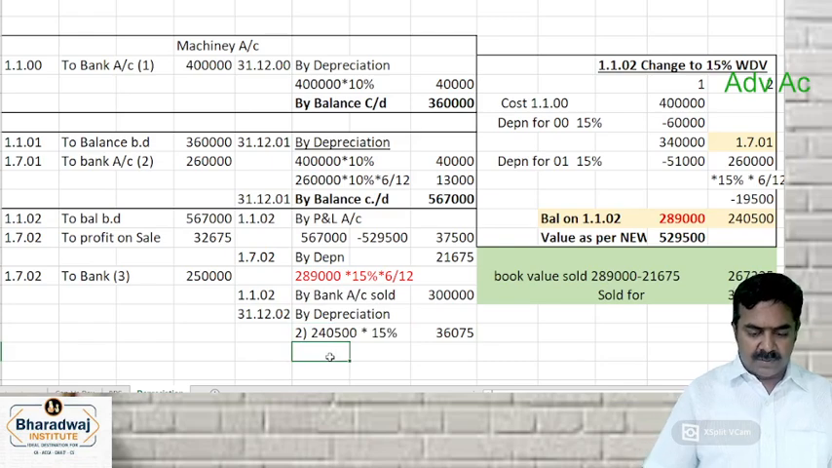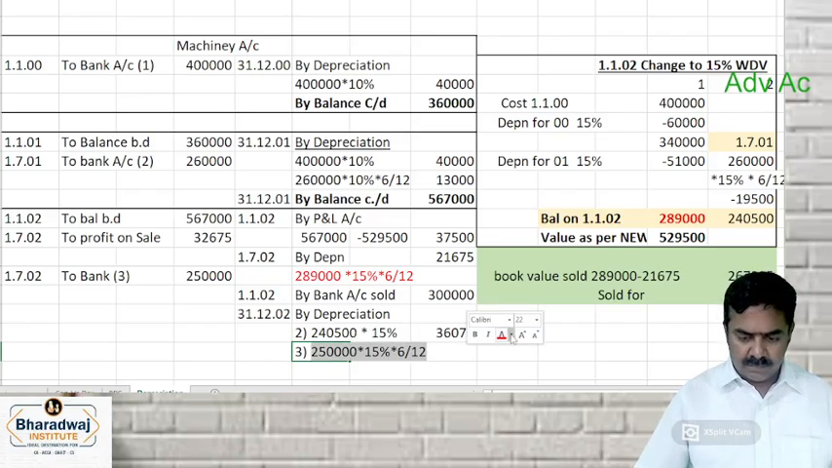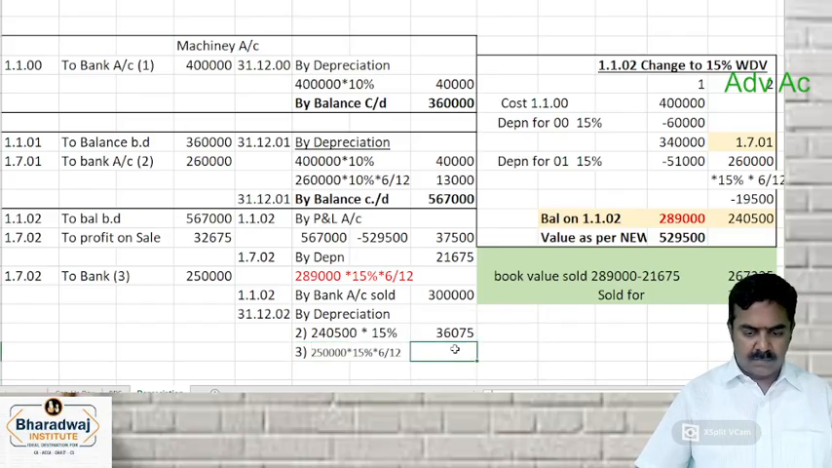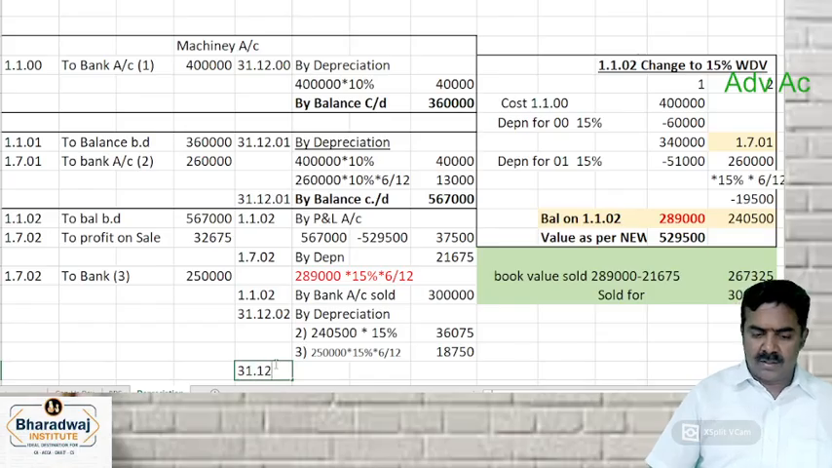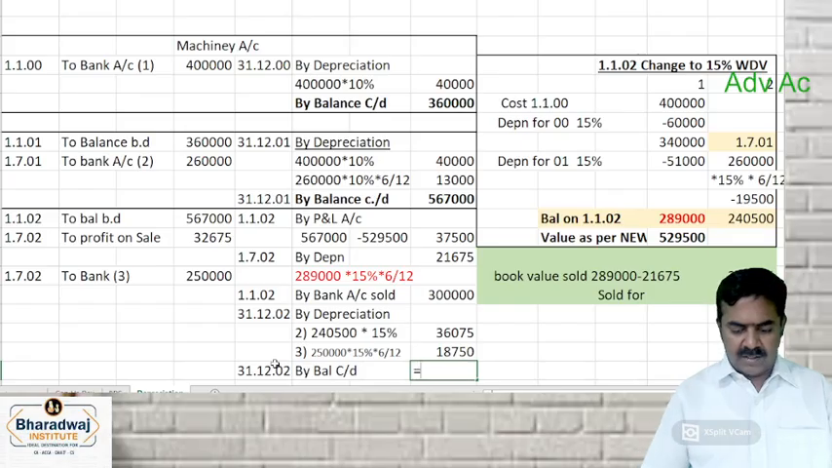Now we have purchased the third asset. $18,000. Now tally the account. 31/12/2002, by balance carried out.